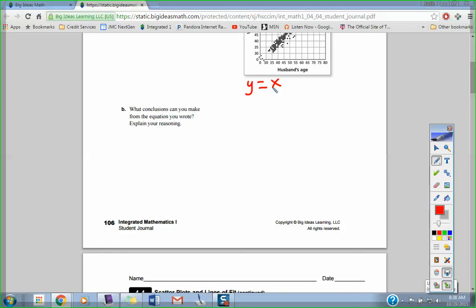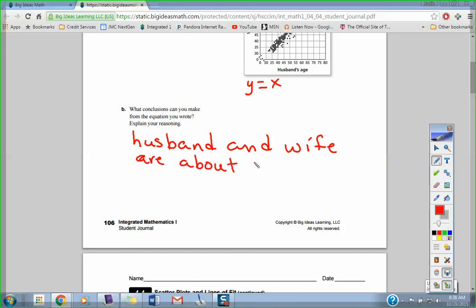So what conclusion would we make from this? Well, husband's age. I'm going to say the husband and the wife are about the same age. Husband and wife are about the same age right here, okay? So that's what you want to say, that the husband and the wife in that example are about the same age.